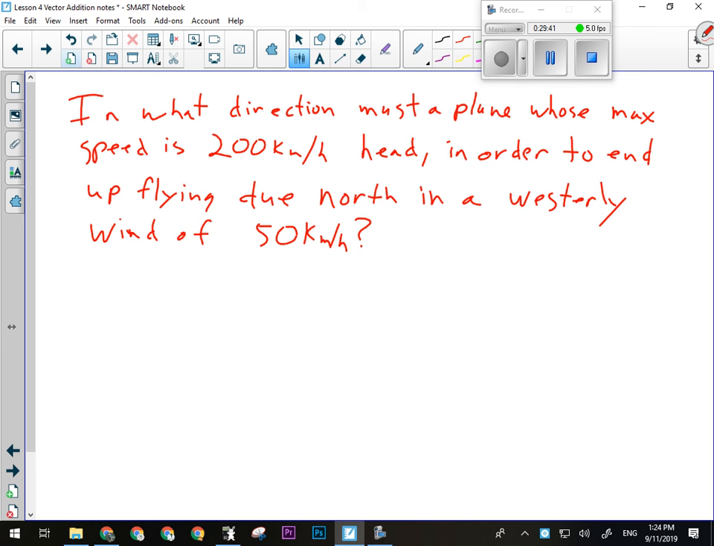All right, so the vectors we have for this question are the maximum speed of the plane and the wind. They're going to produce a resultant that is due north. The question told me that. In what direction does it have to go in order to end up flying due north? So this is my resultant. Due north.